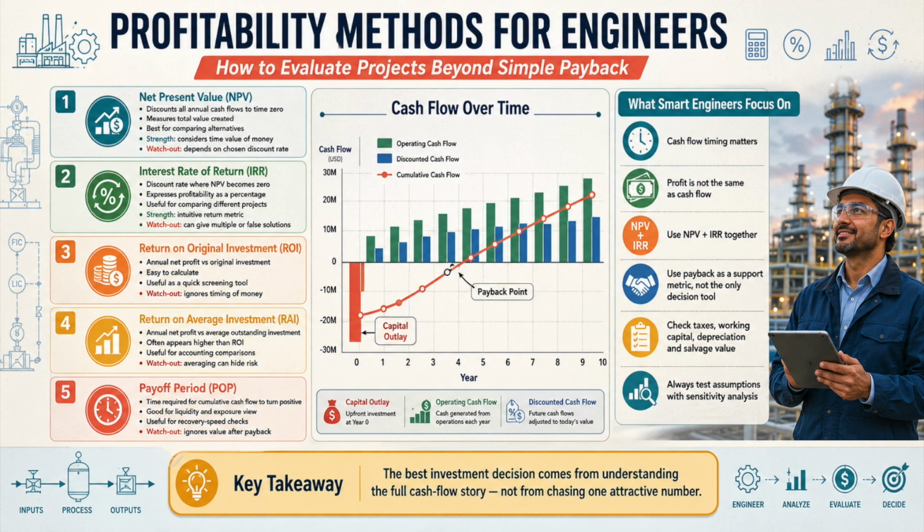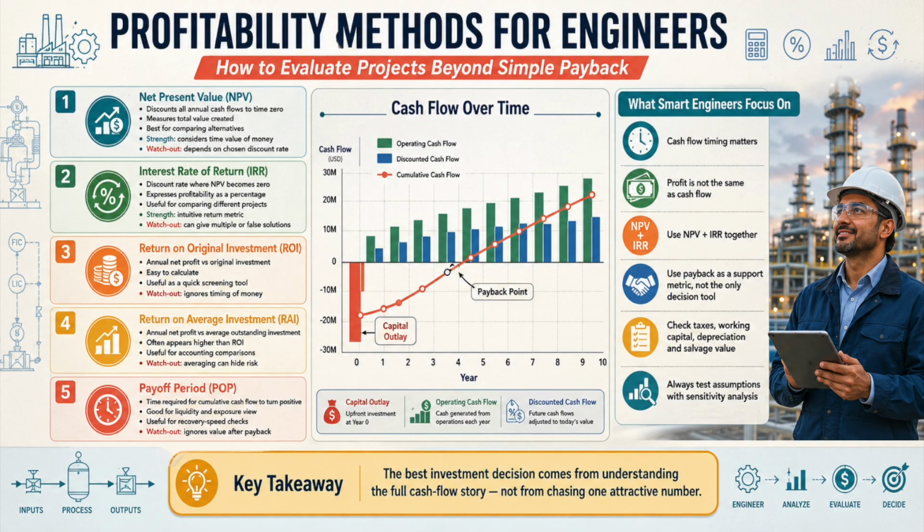A project can report a 20% rate of return, a positive net present value, a 5-year payback period, and an apparently attractive accounting return, and still be the wrong investment. That is the central lesson of profitability analysis. No single percentage, ratio, or recovery period can represent the complete economic behavior of an engineering venture.